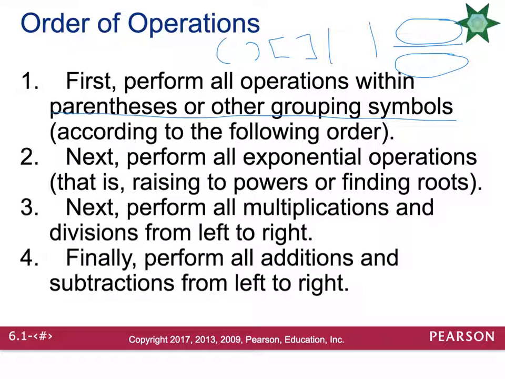Once you've done everything in the grouping symbols, next you want to perform the exponentials. Exponentials can be powers, they can also be roots. So a square root of 4 is considered an exponential, so you would want to simplify that to be 2. After all your groups have been simplified and all your powers have been simplified, then you'll do multiplication and division. Now you don't always do multiplication first. You do them in order from left to right. So if division just happens to be the first one on the left, you would do the division first. After all the multiplication and division is done, then you do addition and subtraction in the same way, from left to right.